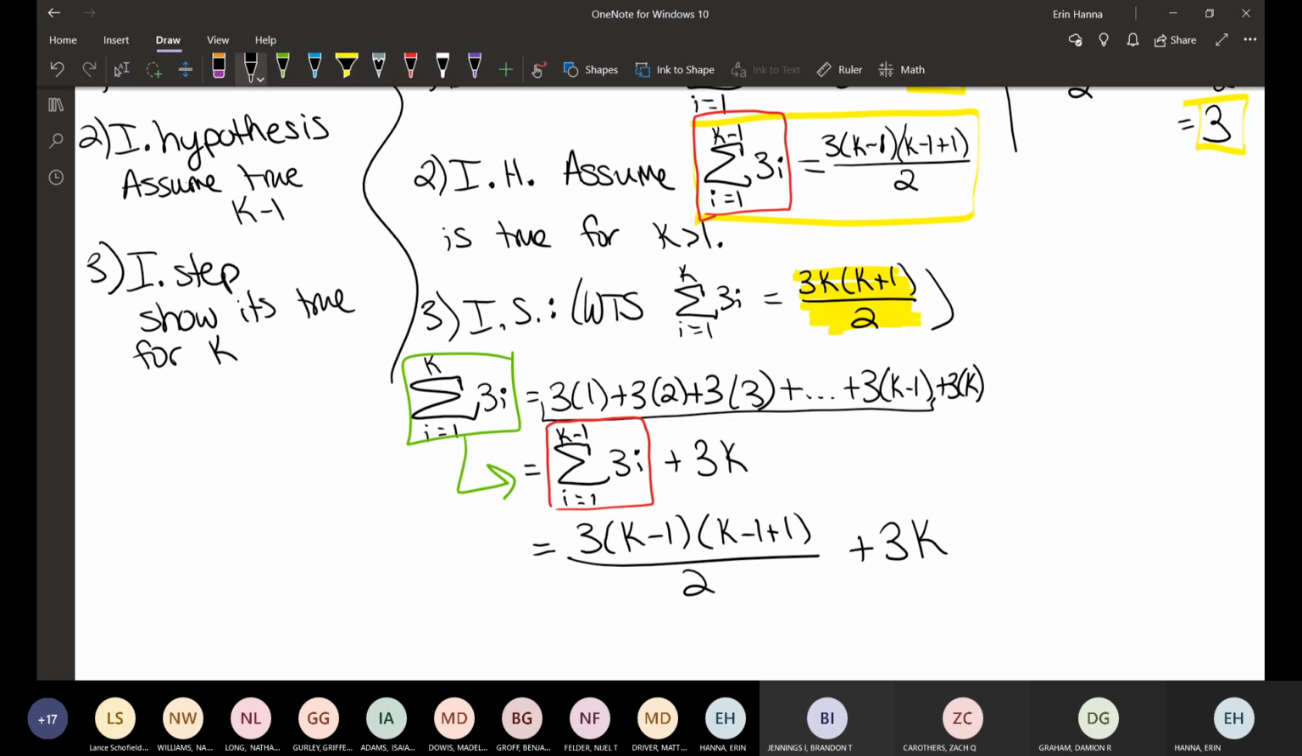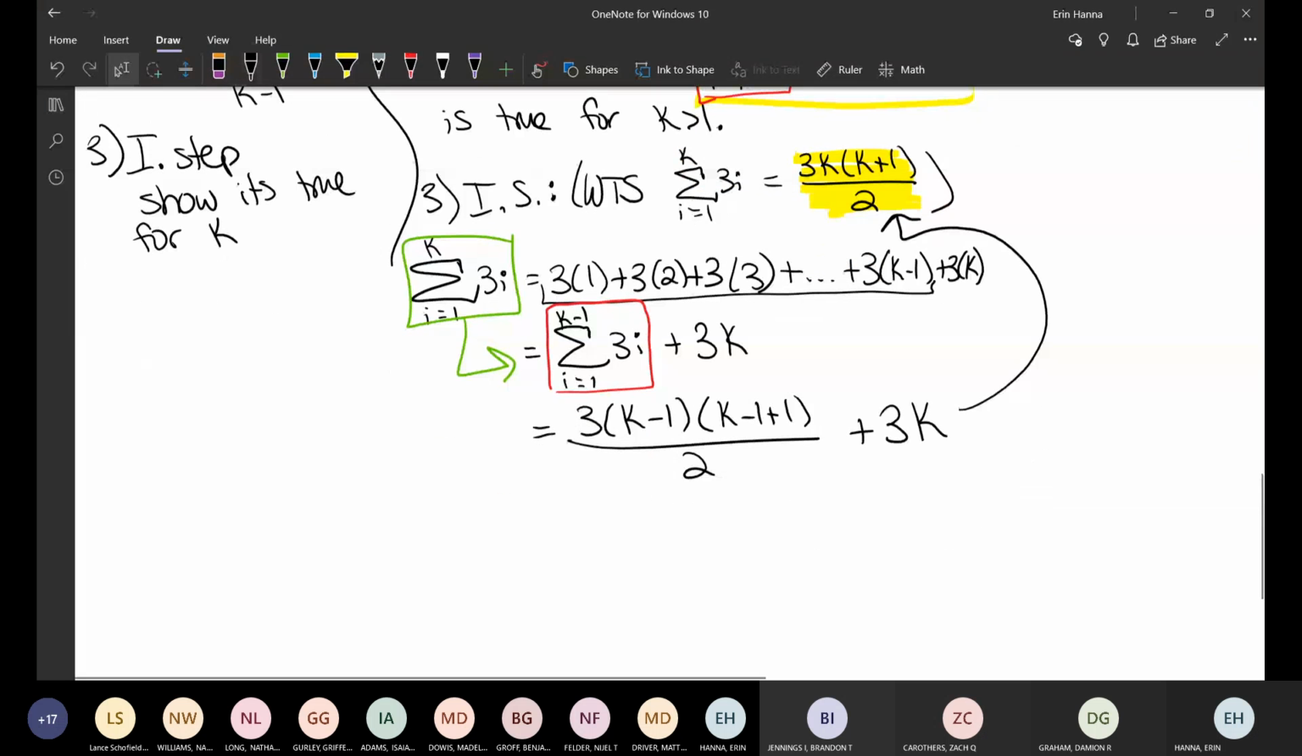Once you've used the inductive hypothesis, now it becomes an algebra game. Now, what's the point of the algebra game? What we're trying to get to is this thing that I highlighted a bunch. So we want to manipulate what I have to look like 3 times k plus 1 all over 2. So right now I have two things, and one of them is not over 2, so I should go ahead and put it over 2. So that's probably the first thing I should try to do, make a common denominator. Let me also do one tiny step as well, and simplify this k minus 1 plus 1 to just k.